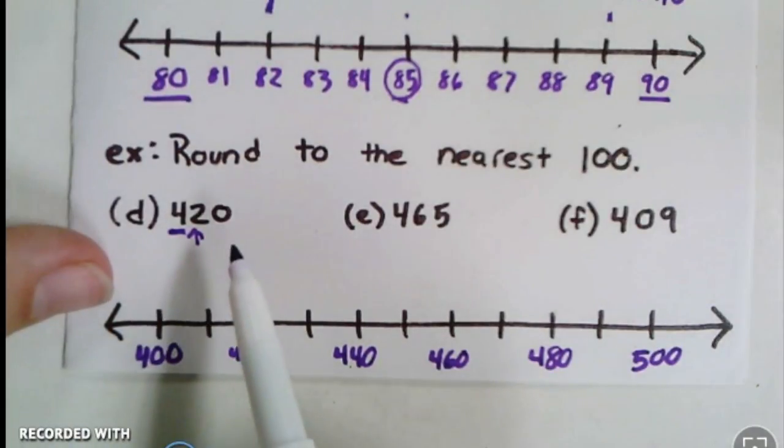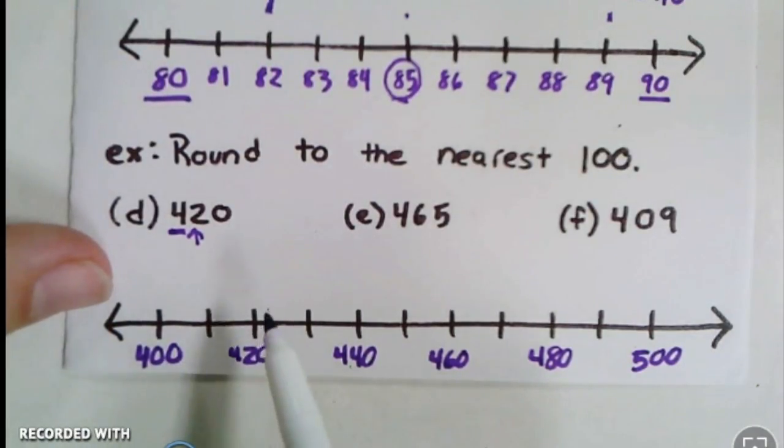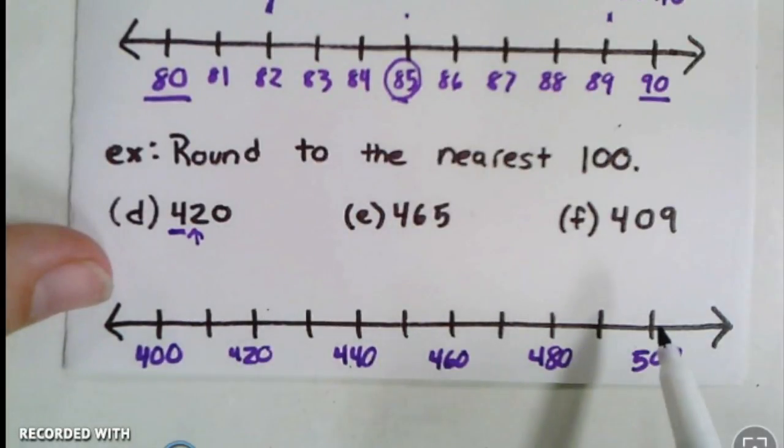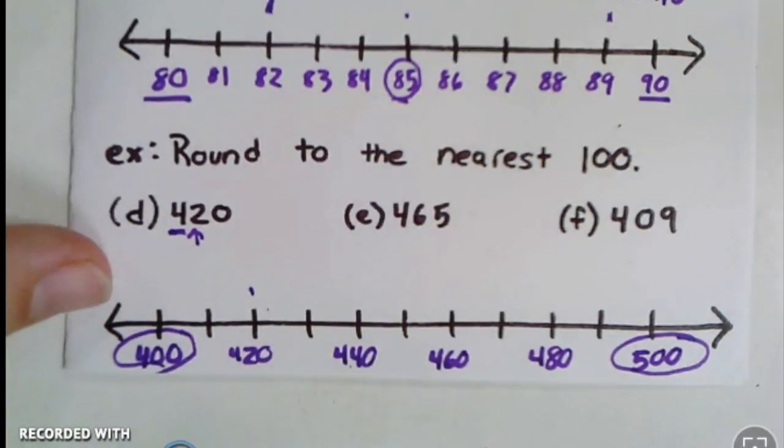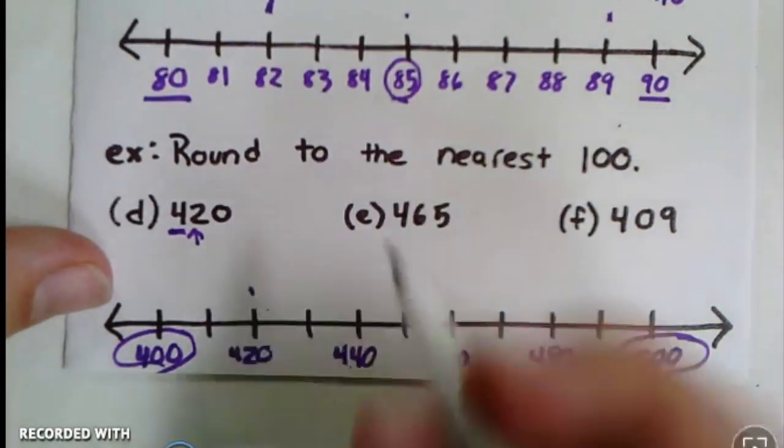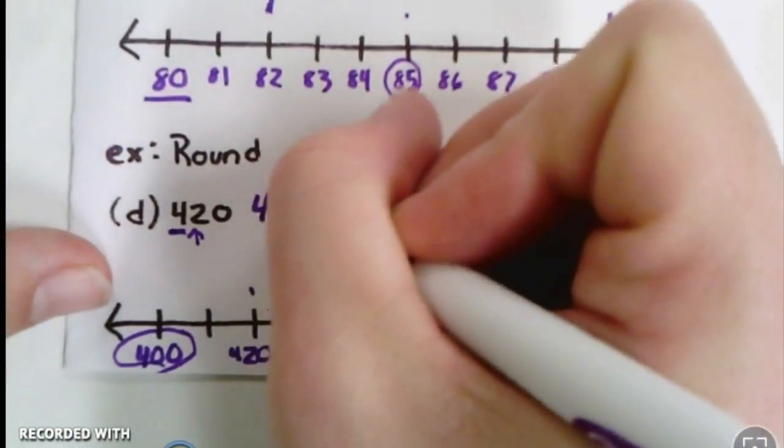We have 420. Is 420 closer to 400 or is it closer to 500? Well, 420 is right there, and so it's closer to 400. So this number is going to round to 400.